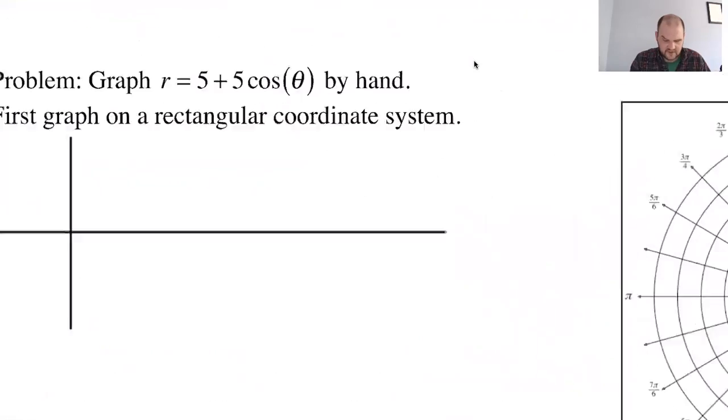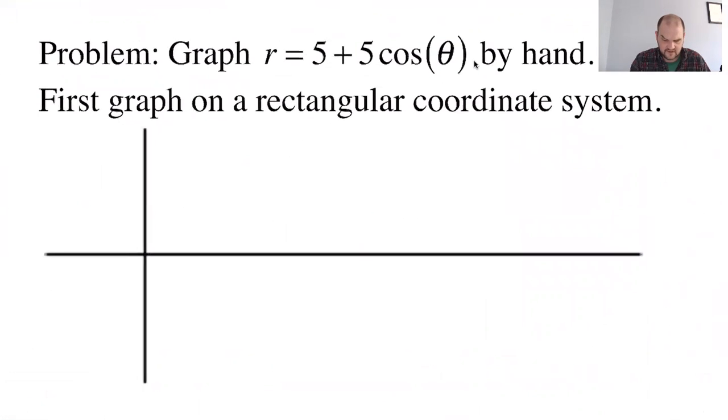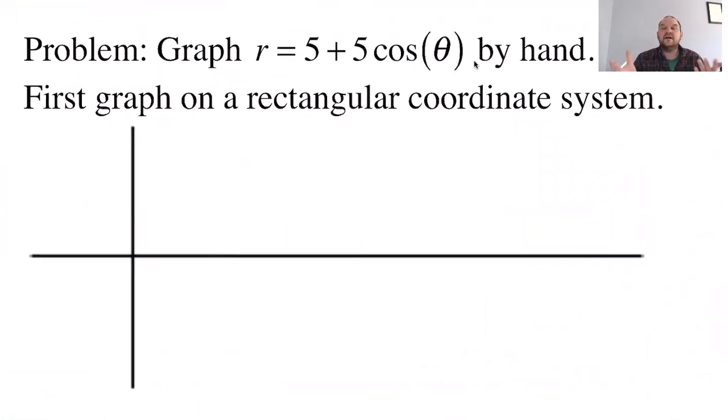5 plus 5 cosine. So I have an idea of what this is going to look like already. In my mind, I already know that 5 is going to be really important, 10 is going to be really important. It's going to be predominantly on the positive x-axis, and it's going to start way out, right? Because cosine of 0 is 1, so it's going to start at 10, 1. 10 is the radius, and 0 is the angle.